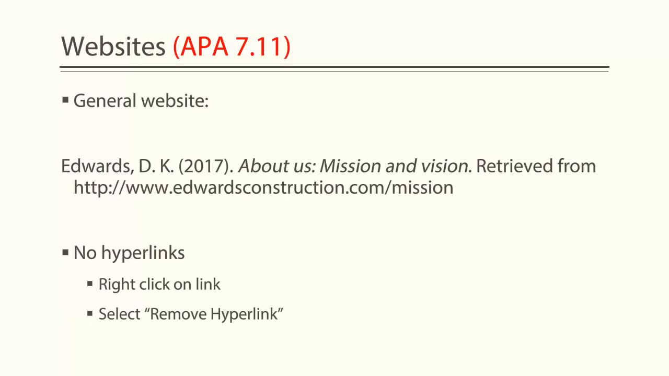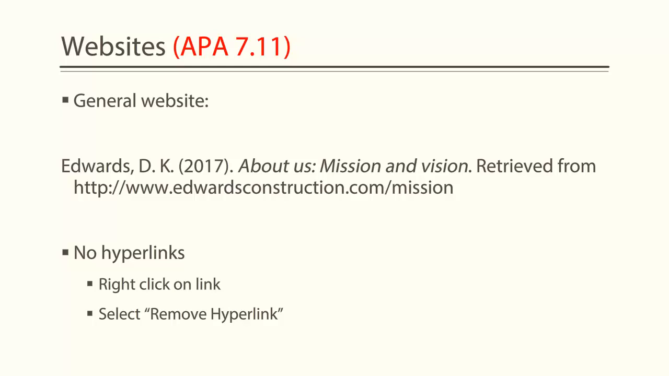If you are citing a general website, here is an example of that citation. The author and year are formatted like other source types. The title of the website is in italics, and then it has retrieved from with the website. Note there is not a period at the end of the web address.